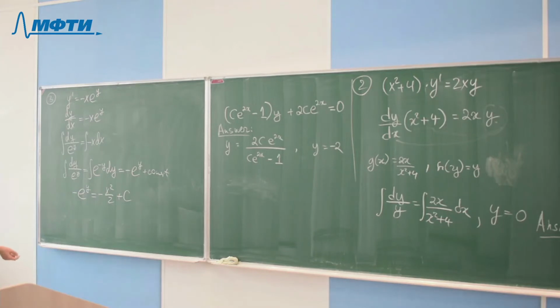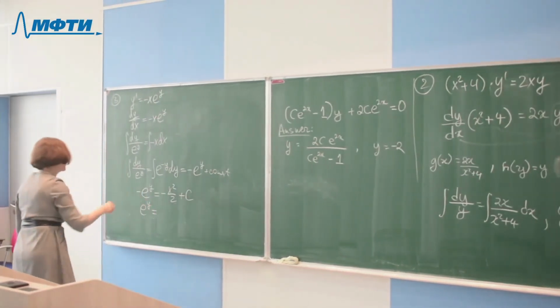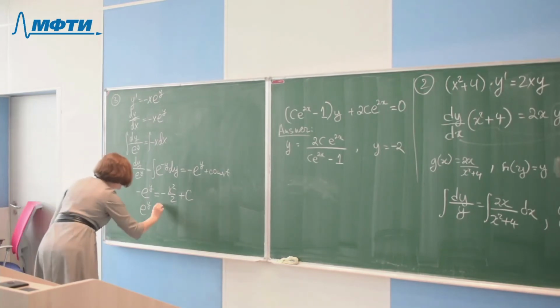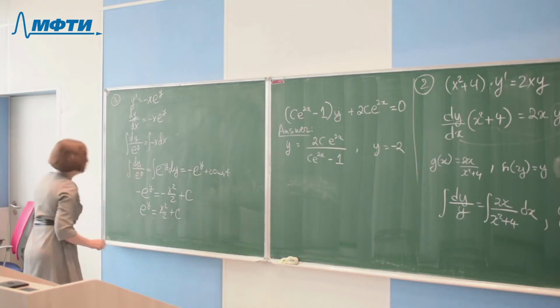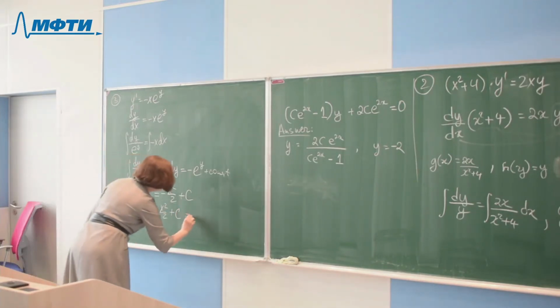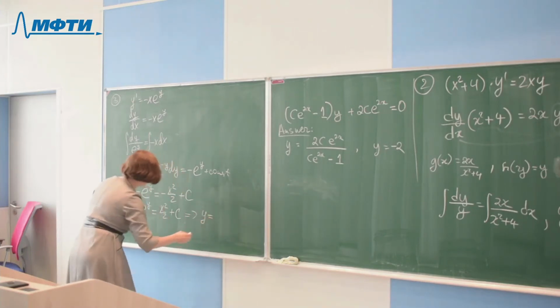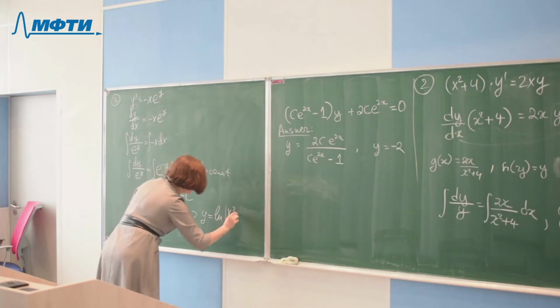Next, what shall we do next? So change the sign. If we want to solve for y, we will do the following. It will be x squared half minus c. So plus c, because c is an arbitrary constant. And then y equals the logarithm of x squared half plus c.